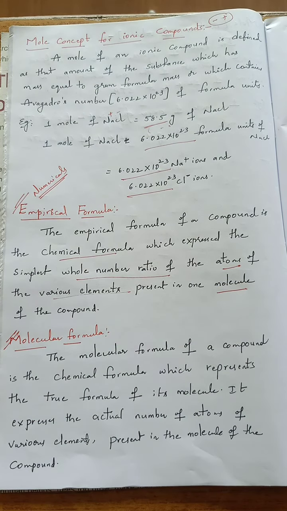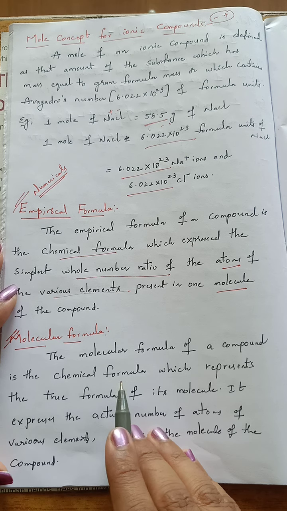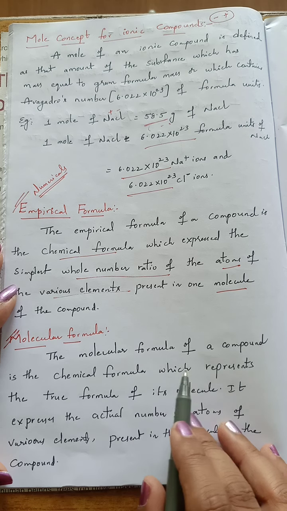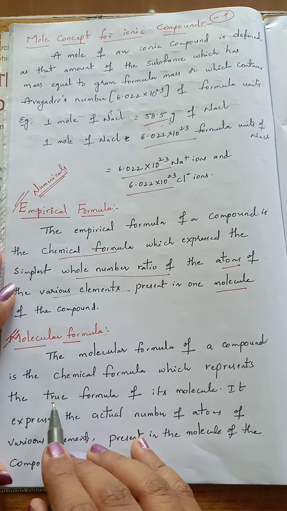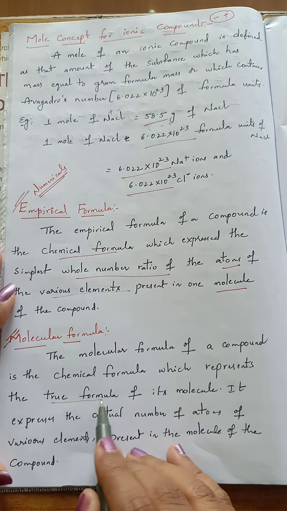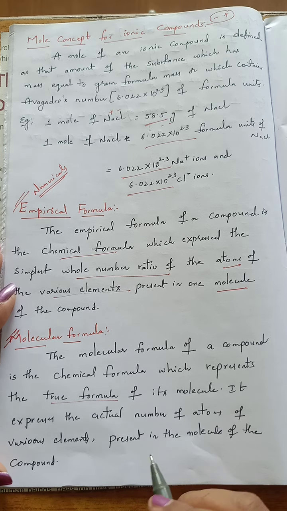Now we'll see the definition of molecular formula. Even the molecular formula is related to a compound. The molecular formula of a compound is also a chemical formula, but it represents the true formula of its molecule. It expresses the actual number of atoms of various elements present in the molecule of the compound.